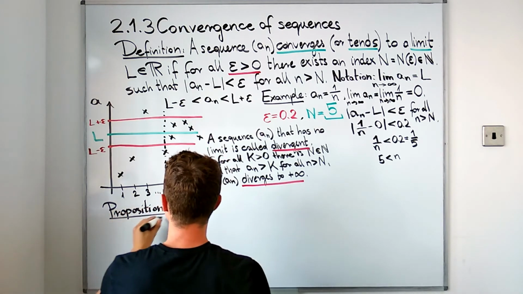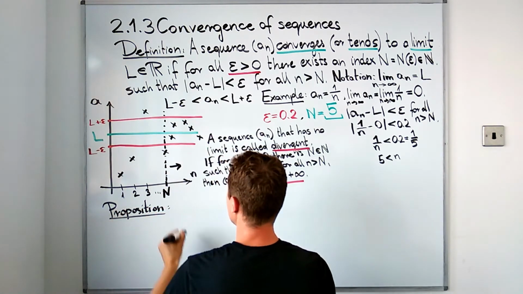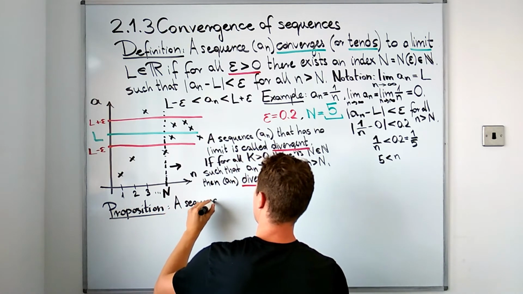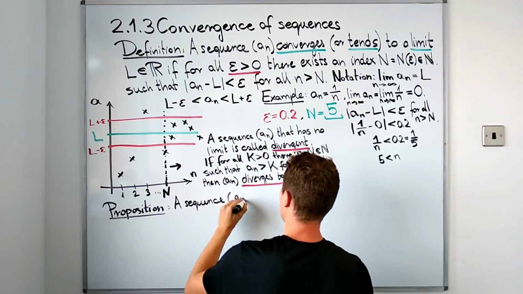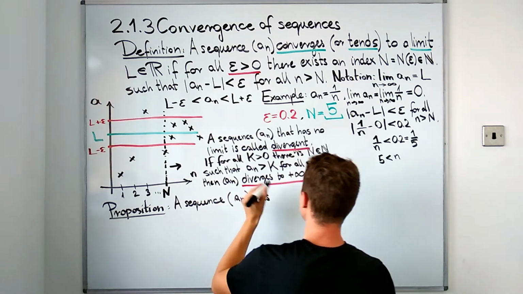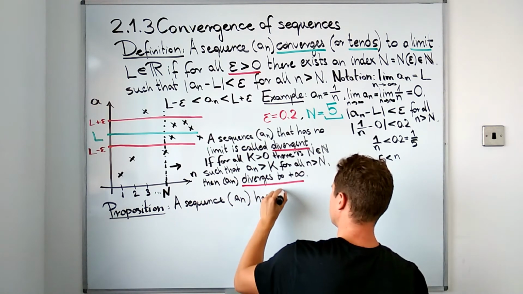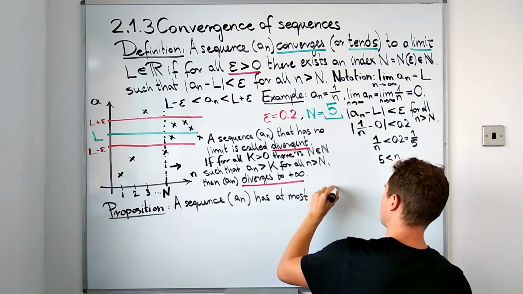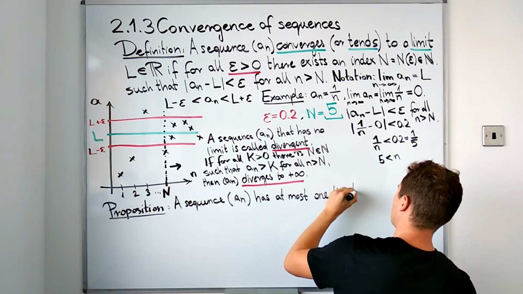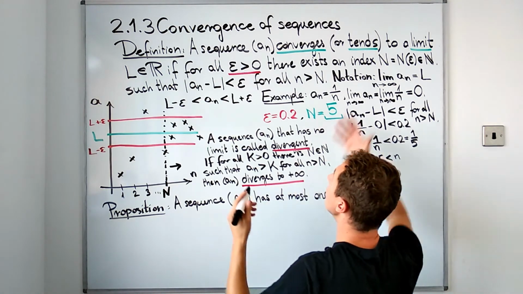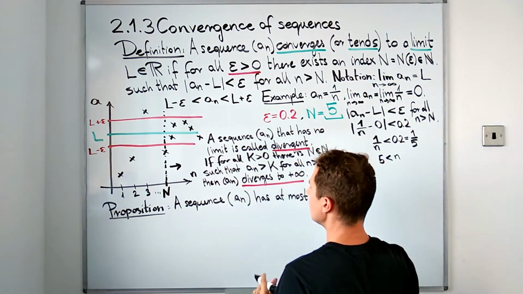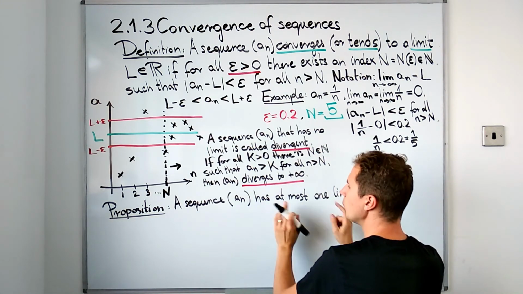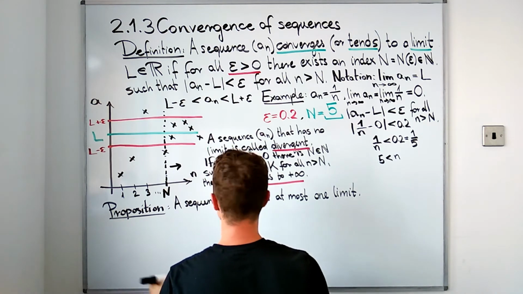So this is about the uniqueness of the limit. A sequence a_n has at most one limit. Because of course it could have no limit, in which case it's divergent, but if it has a limit, it has only one limit, not two or more.